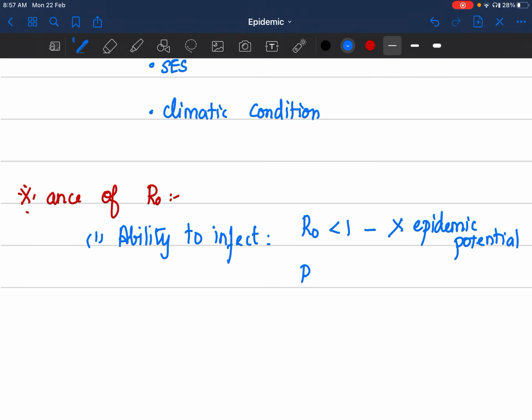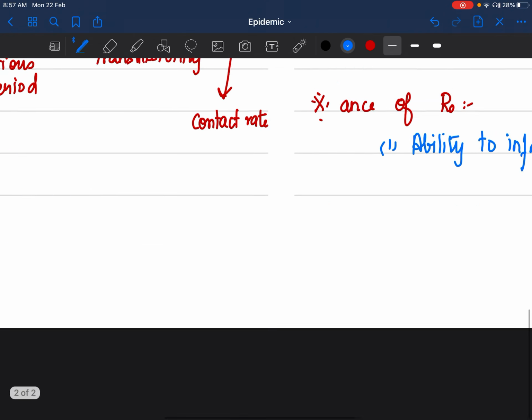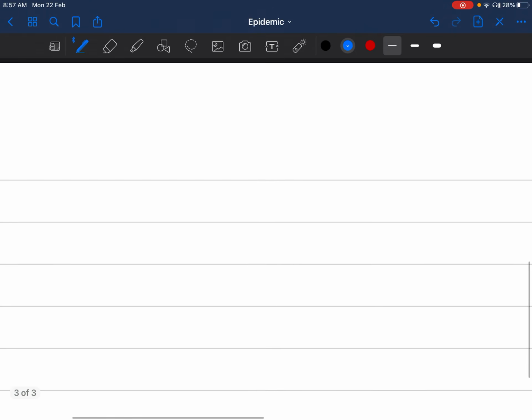Correct? But if the R-naught is more, so if R-naught is say 2, if one person is infecting 2 during their infectious period, then yes, it has the potential to become an outbreak or endemic. If the R-naught is 5, 6, 8, 10, then it has epidemic or pandemic potential. So depending upon the number, you can determine whether it will become an outbreak, endemic, epidemic, or a pandemic. Okay. So this is one of the importances.